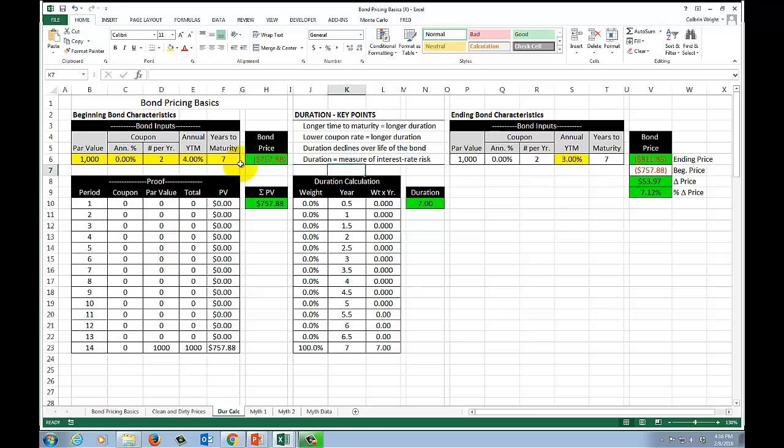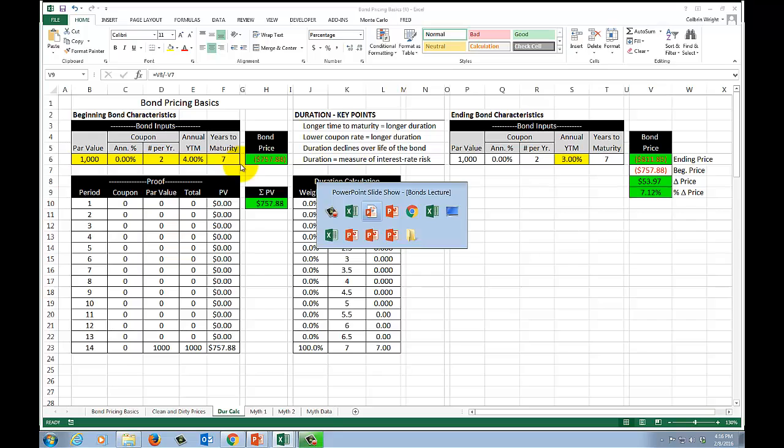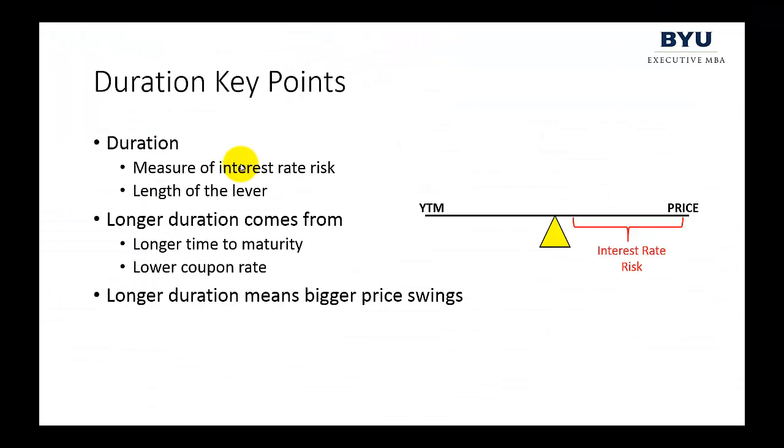Okay, so we drove the duration up from about 4 to 7, and I want you to see that the swing in the price of the bond is now 7% instead of 4.5%. So that's the key point of duration. The longer the lever, the longer the duration, the bigger the price swing if we get a move in the yield to maturity. The last key point to make about duration is duration declines over the life of the bond.